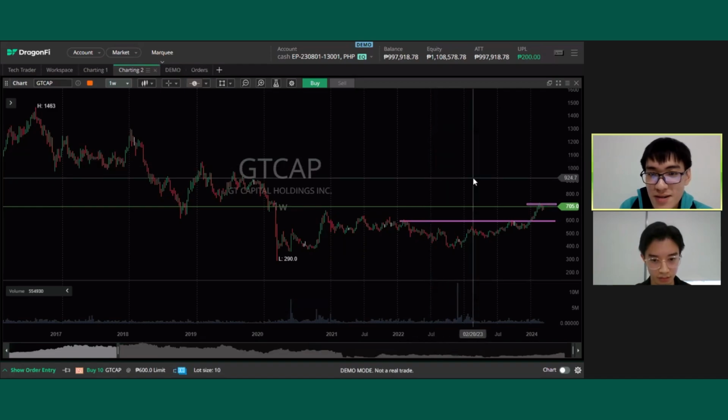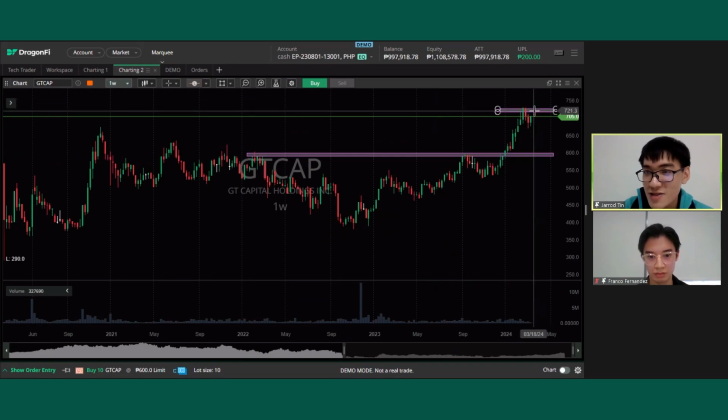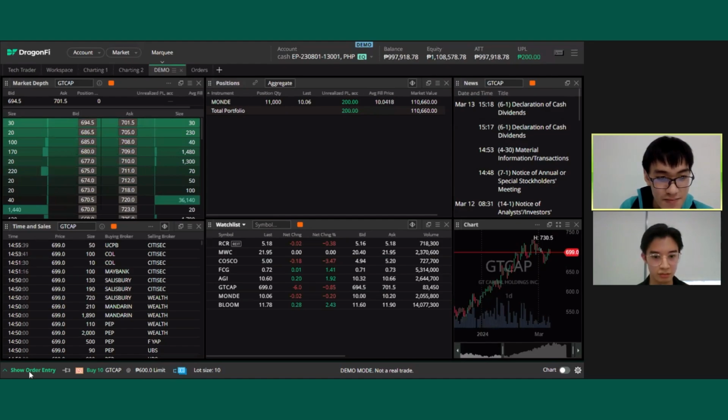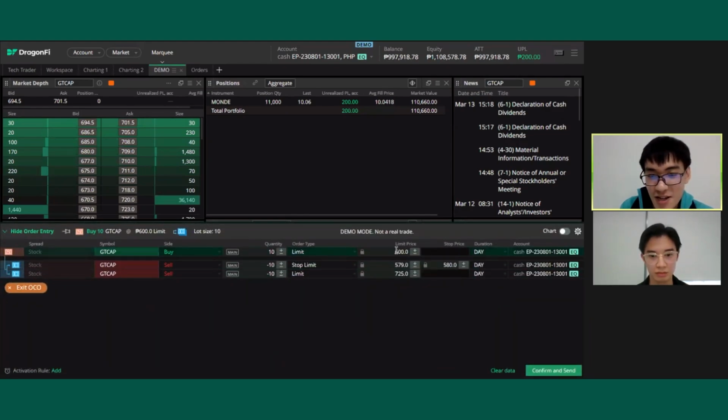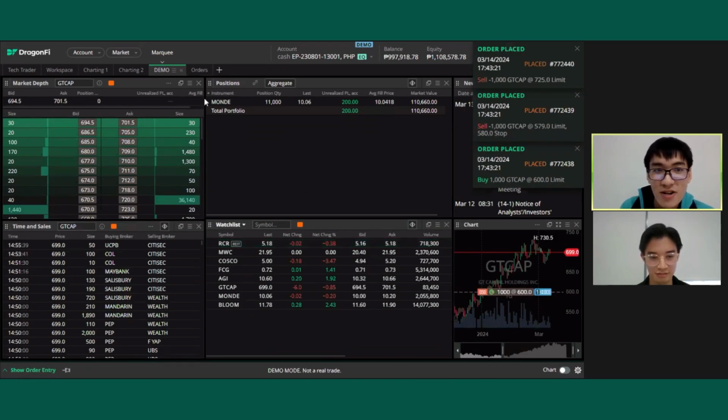So there. So again, you want to buy at support here, at 600, your stop loss below 580, and your target at this high, so 725. So that would look like this, right? 600, your stop loss below 580, your target 725. Then your position size, you just input it here. So let's say 1,000, right? So when you see that, confirm, okay, execute.